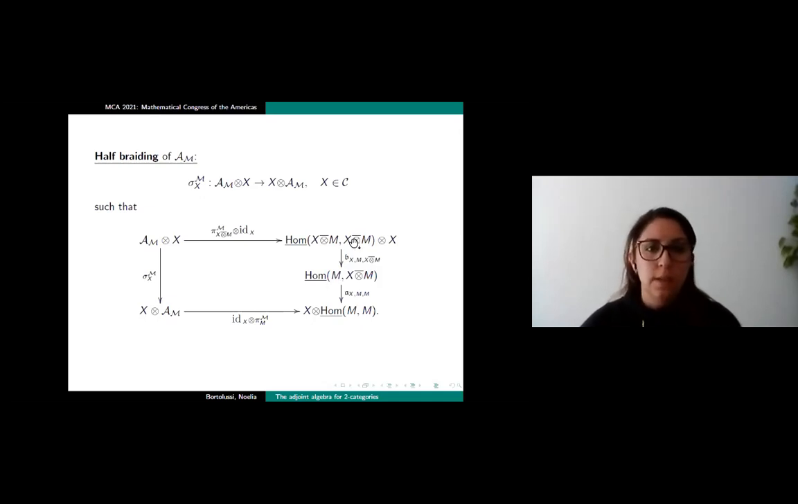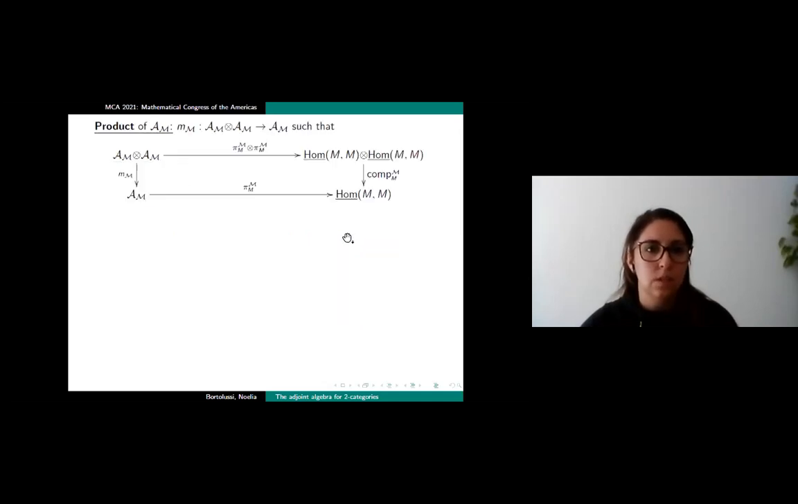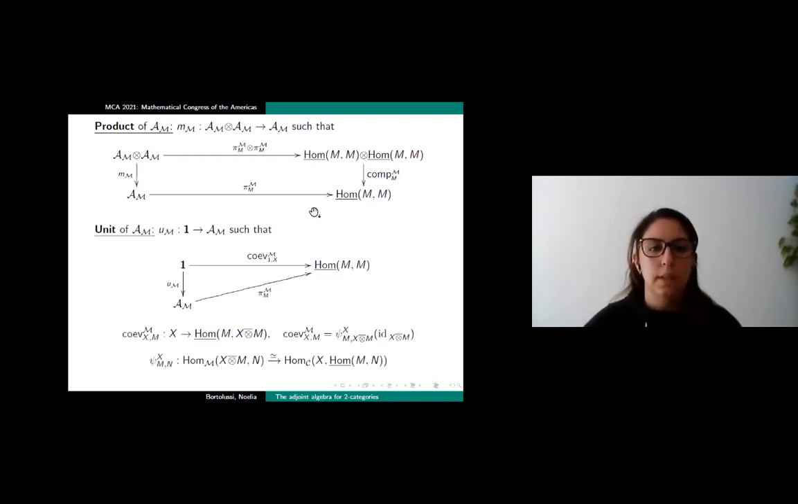So this is the half braiding, and the algebra structure is given as follows: the product is defined as the unique morphism m such that this diagram commutes. The product depends on the natural transformation, and here we have this morphism comp that is just the canonical algebra structure of the object internal Hom between N and M. And the unit is defined as the unique morphism u M such that this triangle commutes.